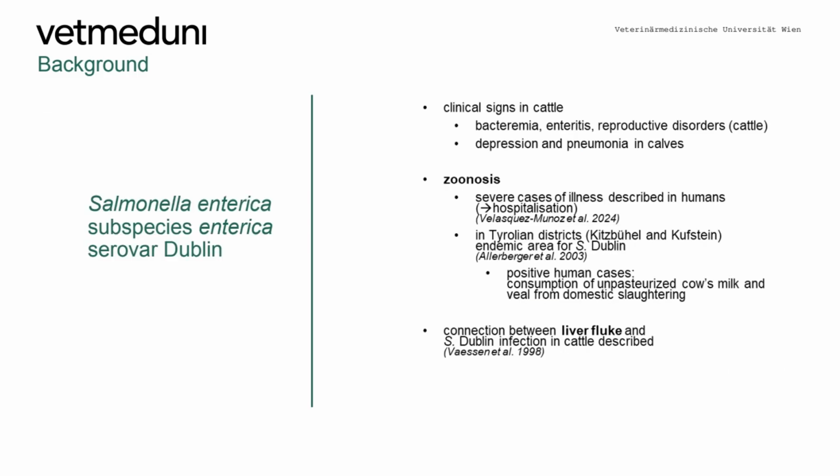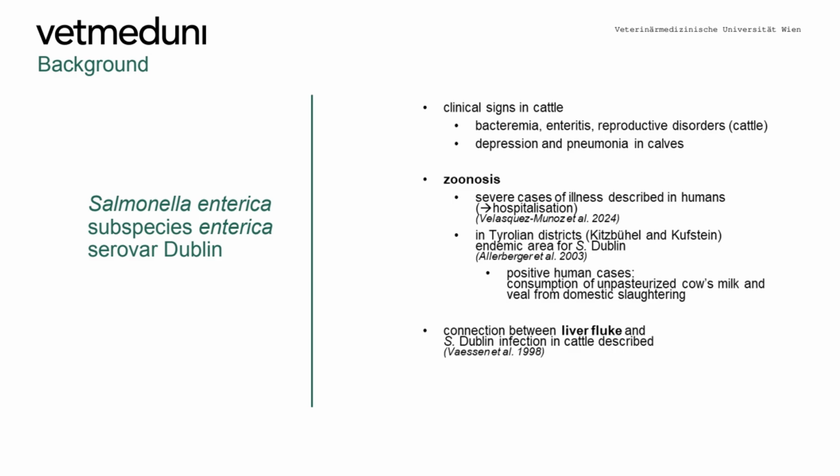Now, this is brief information about Salmonella Dublin. It's a cattle-associated pathogen, and clinical signs in cattle are especially bacteremia, enteritis, and reproductive disorders, abortion for instance, but also depression and pneumonia are described in calves. It's a zoonotic pathogen, and it can lead to severe cases of illness in humans.